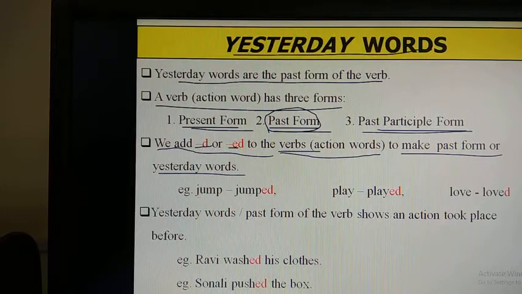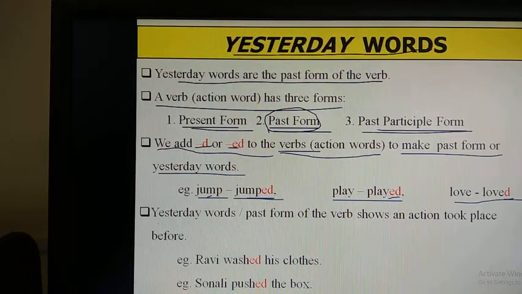For example, jump, jumped. Here ed is added and jump becomes jumped, and jumped is the past form of the verb jump. Next, play, played. Love, loved. So see, here ed, here also ed, and here d is added to the verb, and the verbs have become past form of the original verb.